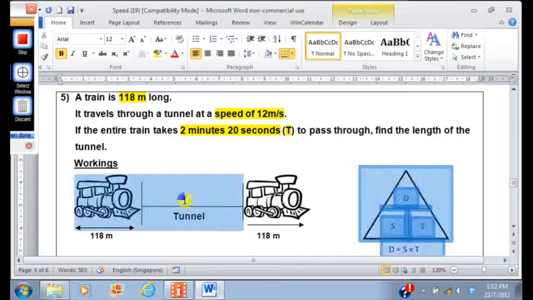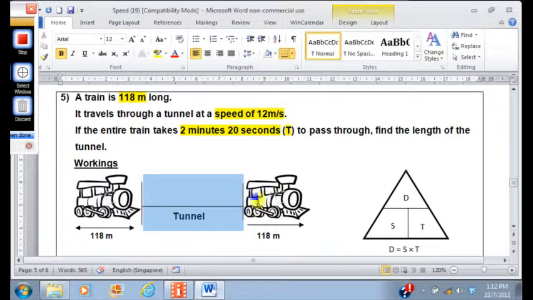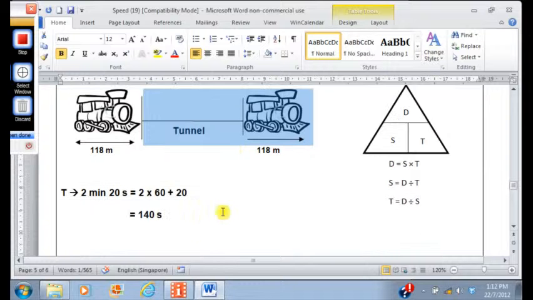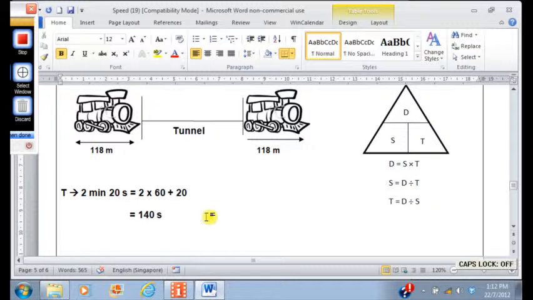Can I do it slowly, from here all the way up to here. What is the distance that it took to travel from here to here? Very easy. So distance traveled by train will be speed times time.